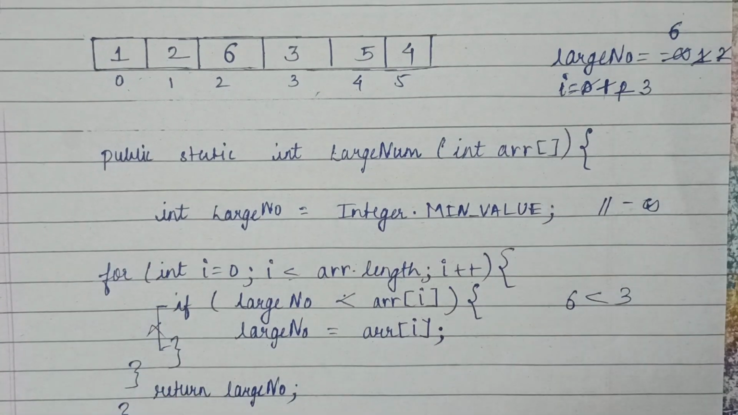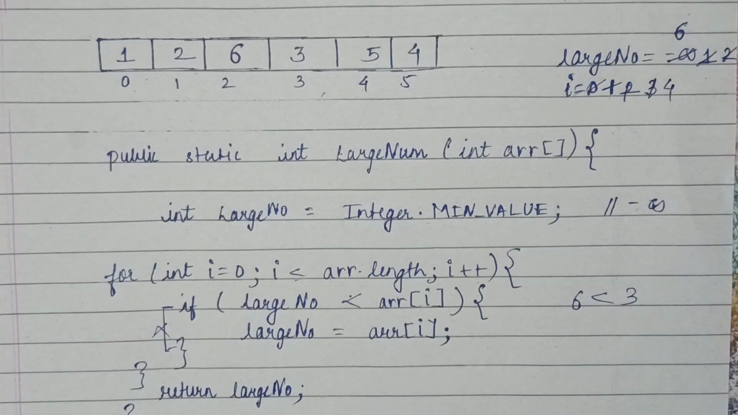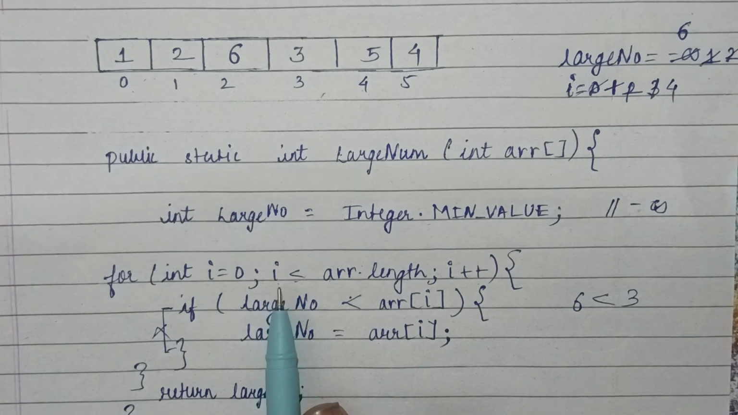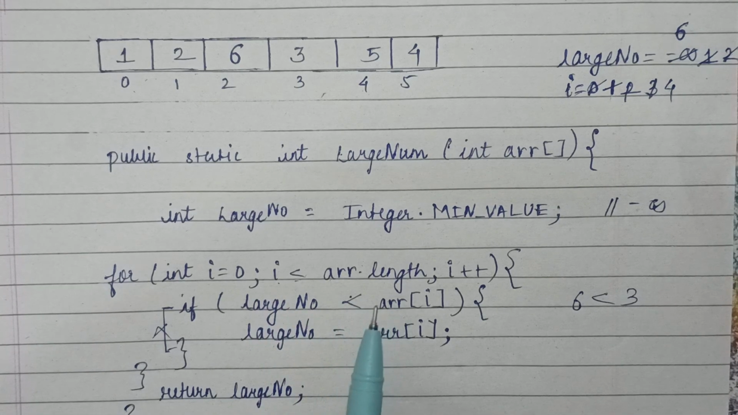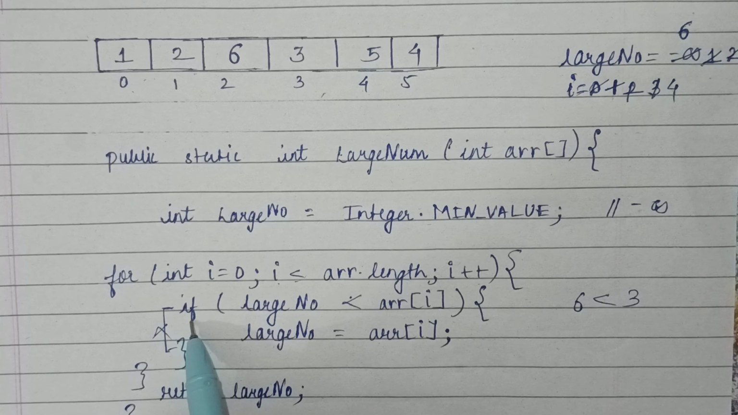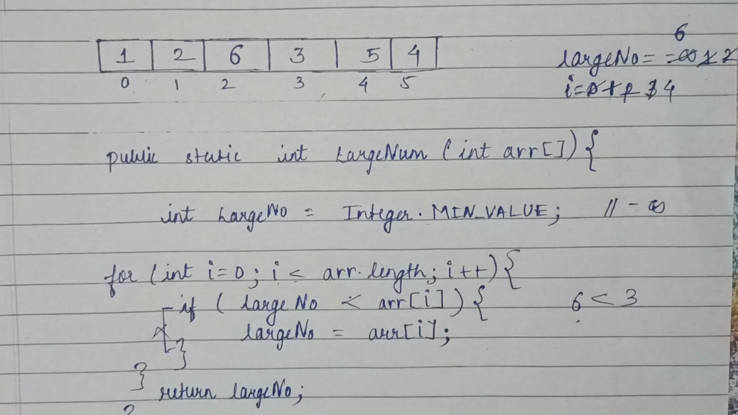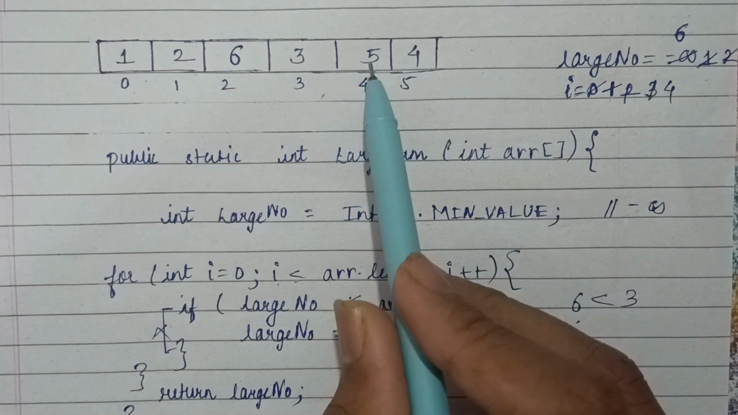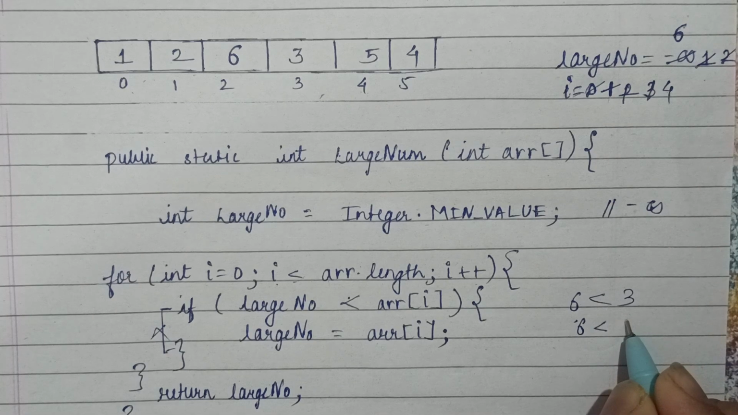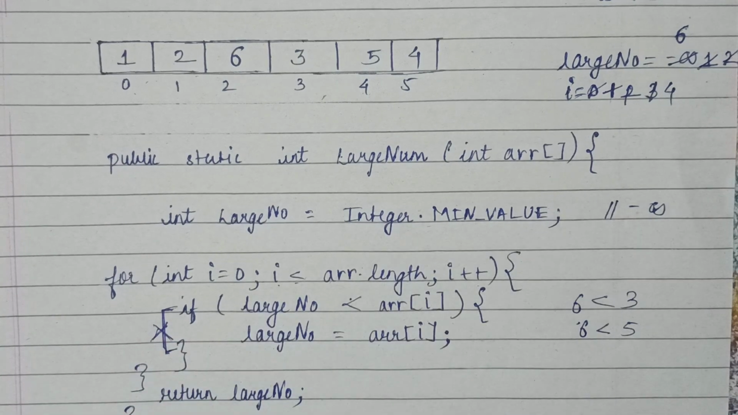Okay, and i value gets again updated. Now i value has become 4. Okay, now it will check the condition. Is 4 less than or equal to array length? Obviously yes, and it will enter into the loop and check the condition. If large number, that is 6, is less than or equal to array of i, that means 5. Obviously not, 6 is not less than 5. This condition will again get terminated and i value gets updated.